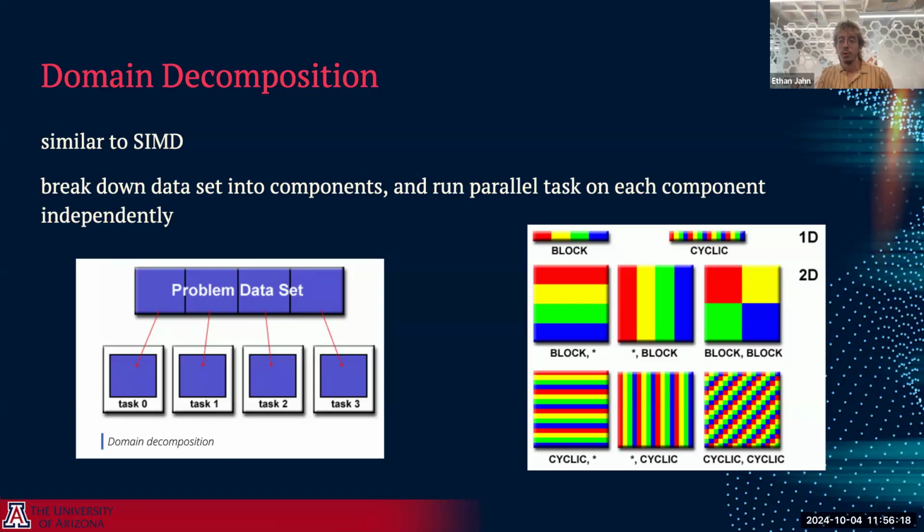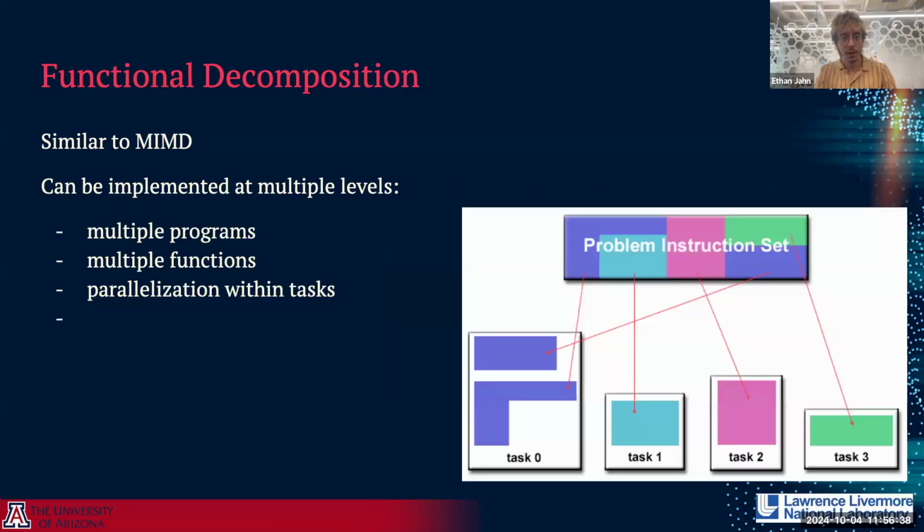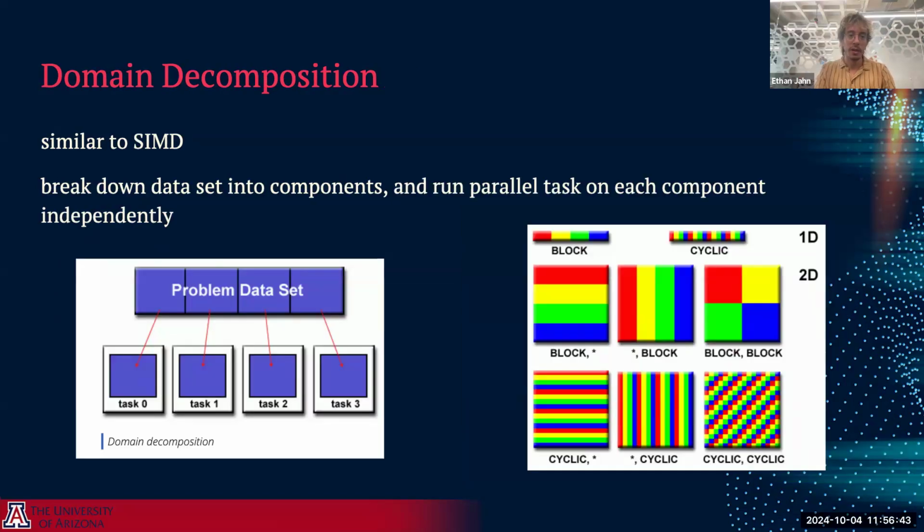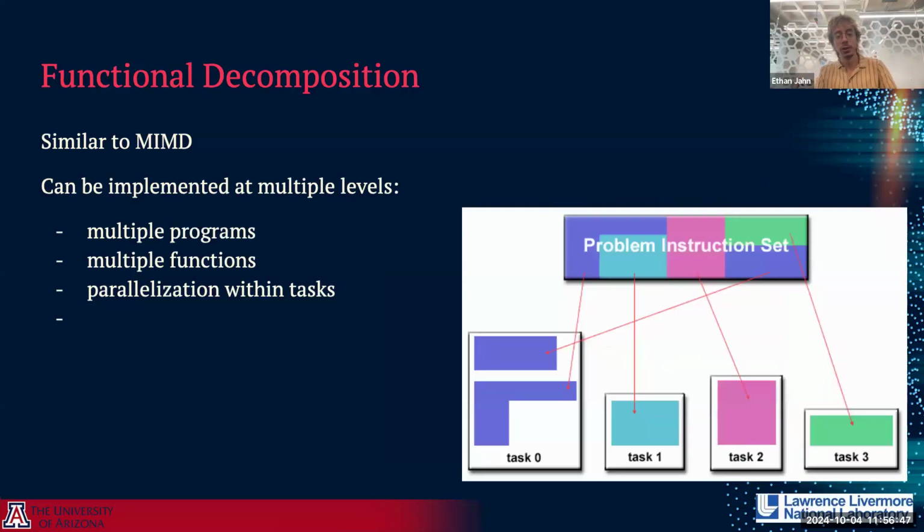You can see on the right there, if I have two-dimensional data and I'm feeding it into 4 processors, there's a number of different ways that that domain can be broken down into components that get then fed into each processor. And this probably would depend on the type of task that you're running. Functional decomposition is similar to domain decomposition, but domain decomposition is operating on the data itself, whereas functional decomposition is operating on the instruction level.